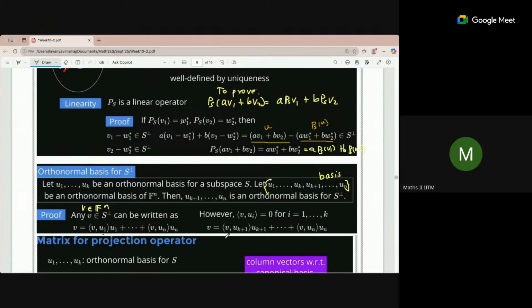What remains is only the terms from k plus 1 to n. Now V is a linear combination of only these n minus k vectors, and hence they form a basis for S perp. I take any random vector from S perp and write it as a linear combination of these vectors, so this is a basis for S perp, and I already know they are orthonormal. So this is an orthonormal basis for S perp. Is this part clear for everyone? Any questions in this discussion of the orthonormal basis for S perp?